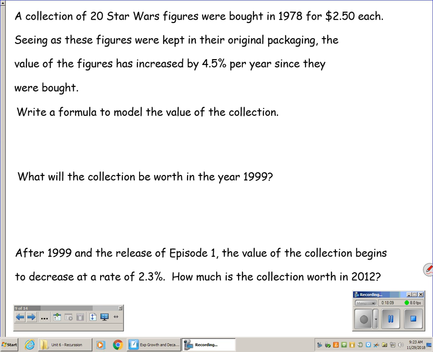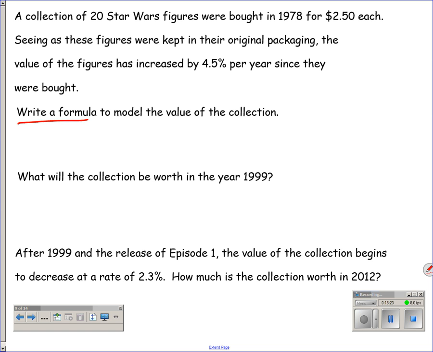Okay, it says a collection of 20 Star Wars figures were bought in 1978 for $250 each. Seeing as these figures were kept in their original packaging, the value of the figures have increased by 4.5% per year since they were bought. Let's write a formula to model the value of the entire collection. So remember, if we need any formula, we just need an A and a B value.